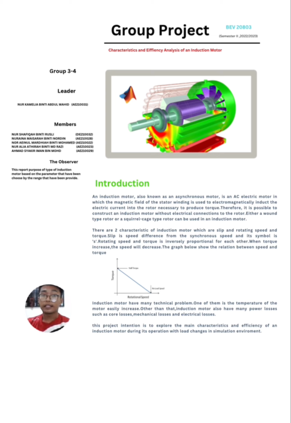Next, I will state the characteristics of induction motor. Firstly, the characteristic slip. Slip is the speed difference from the synchronous speed, and its symbol is small s. Next characteristic is rotating speed and torque. Rotating speed and torque are inversely proportional to each other. When torque increases, the speed will decrease. The graph can show the relation between speed and torque.